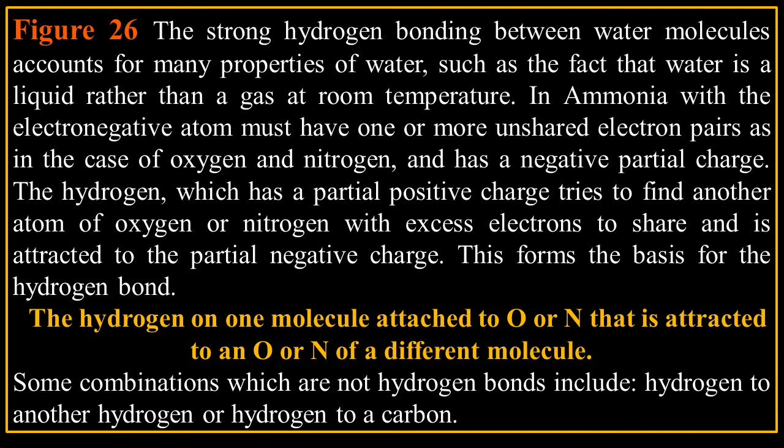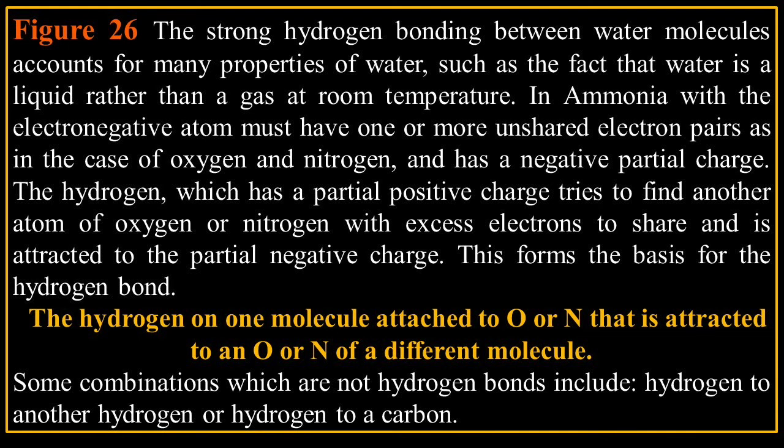In ammonia, the electronegative atom must have one or more unshared electron pairs, as in the case of oxygen and nitrogen, and has a negative partial charge. The hydrogen, which has a partial positive charge, tries to find another atom of oxygen or nitrogen with excess electrons to share and is attracted to the partial negative charge. This forms the basis for the hydrogen bond.